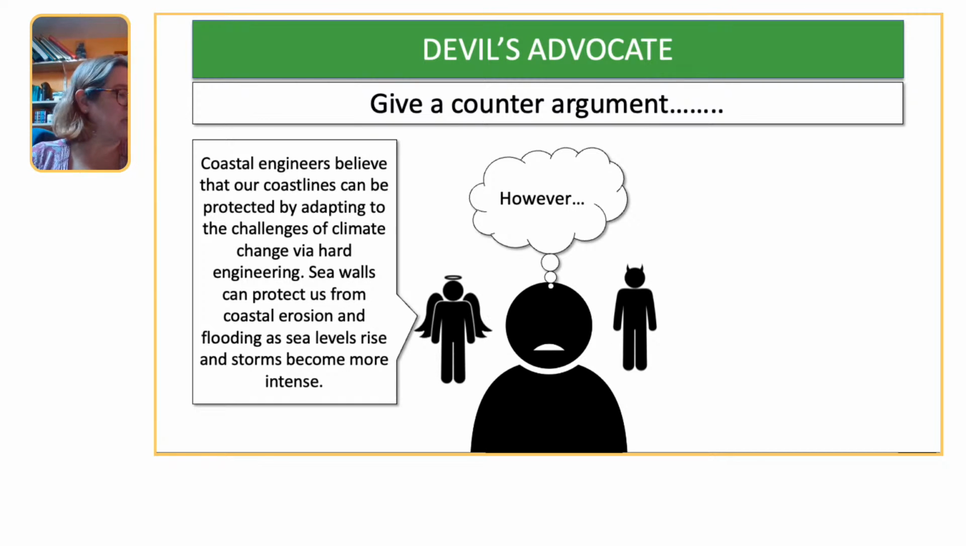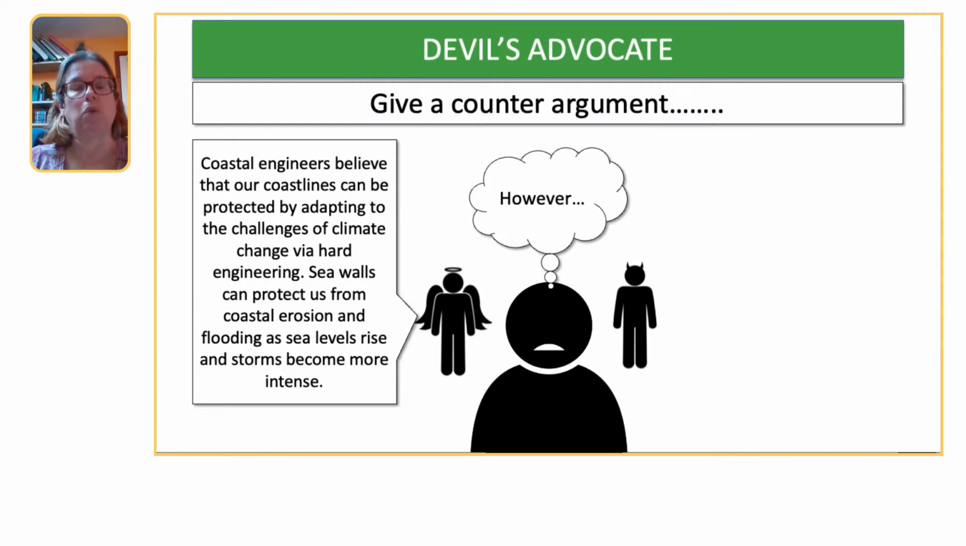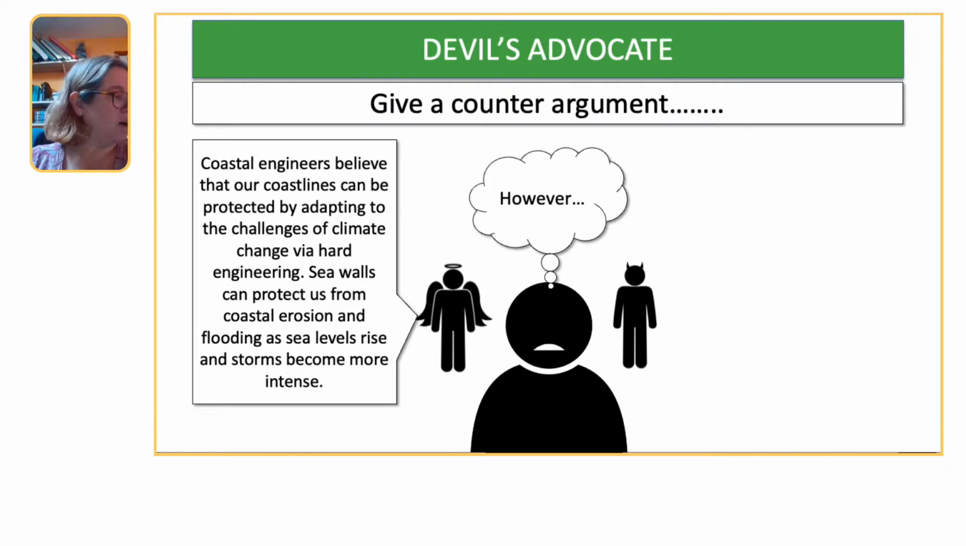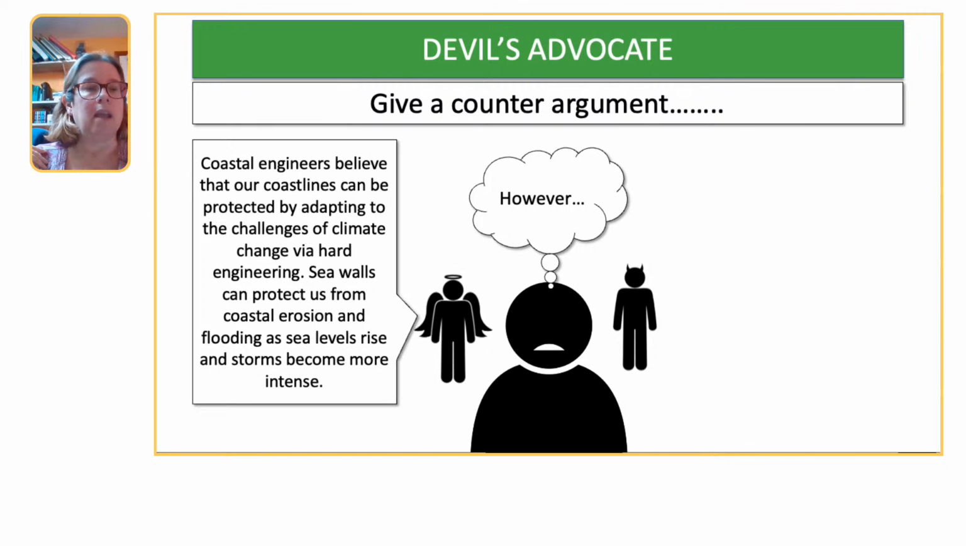So have a little think about this. It says, however, if you were going to argue against this, what would you say? Now, obviously, in the case of your case study, you are going to be relating this to a specific context. But generally, if people are saying seawalls are going to protect us from flooding, they protect us from storms, how could you argue against that? Let's have a look at some suggestions in the comments box. Right. Okay. So yeah, Oliver's already said about the financial cost.